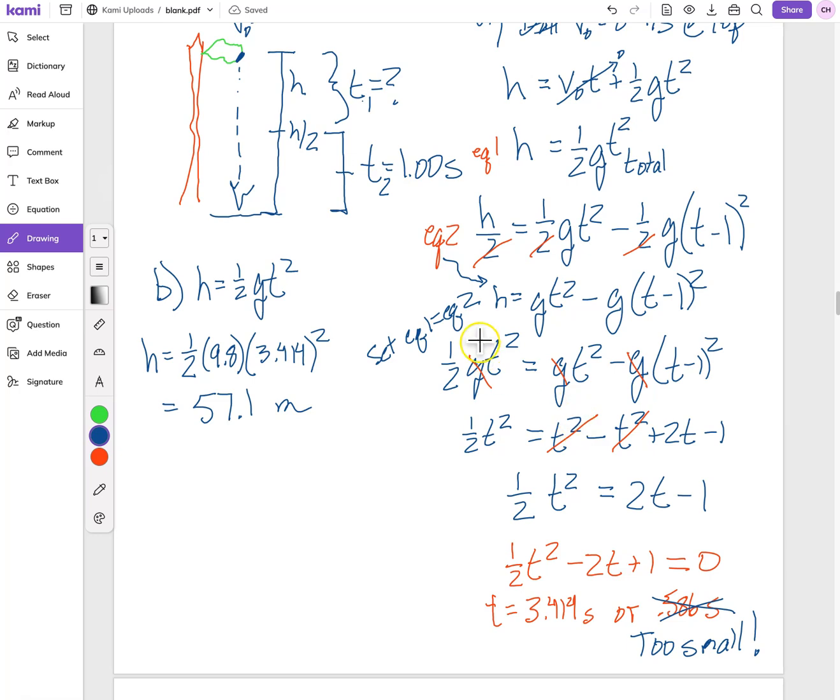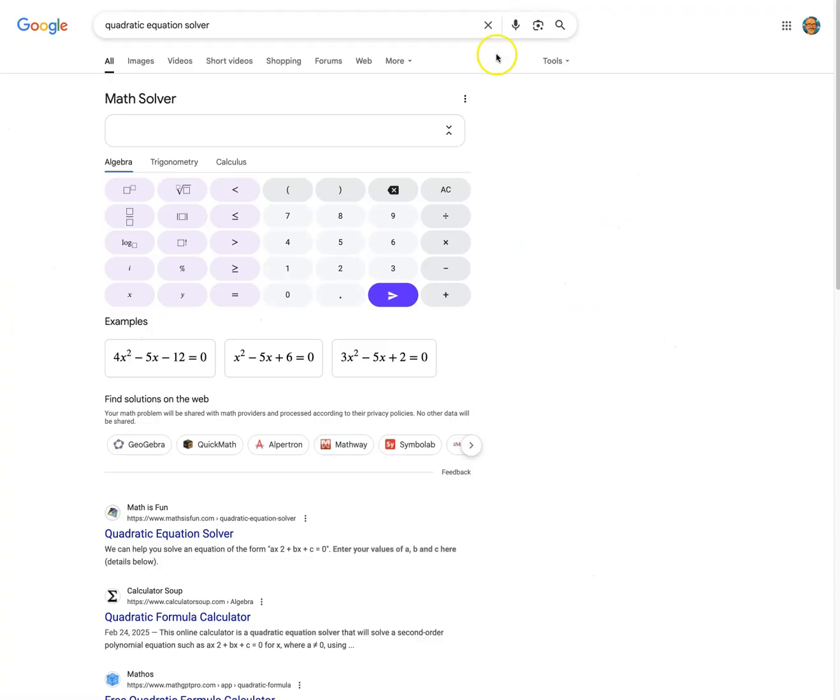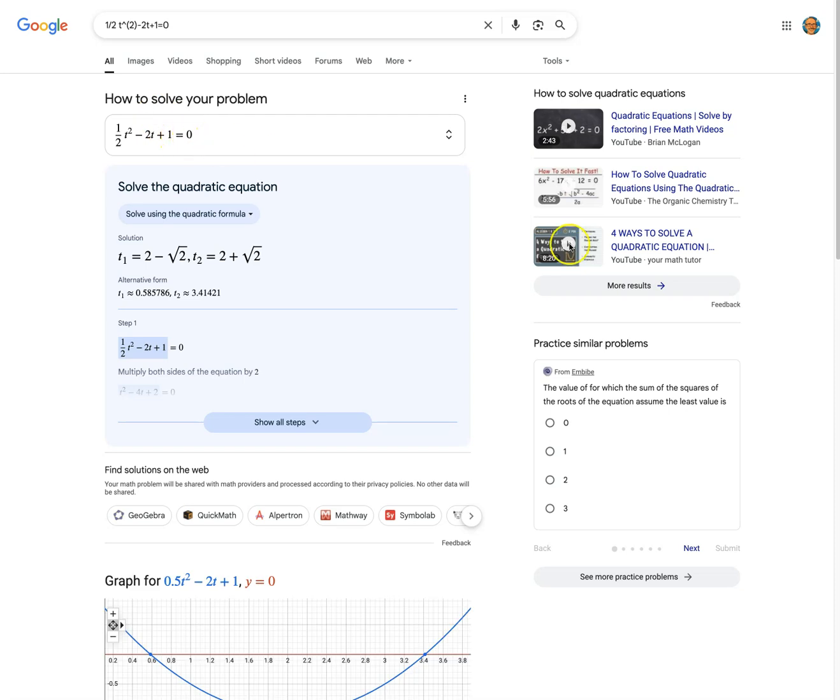I can cross off gravity all the way across, and then down here I notice I have t2 minus t1. So don't cross them off, but they just totally disappear because that minus that is going to be 0. So now we're left with 1/2 t squared is equal to 2t minus 1, and I can rearrange this into a quadratic. Then I just typed it into Google's quadratic equation solver, and it solved it for me. But you can totally do that in your calculator.